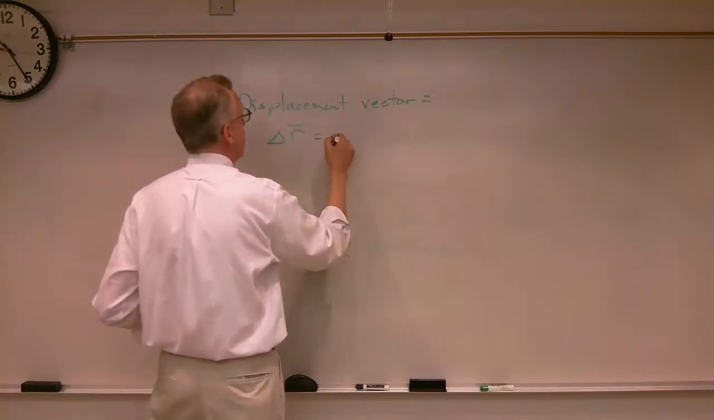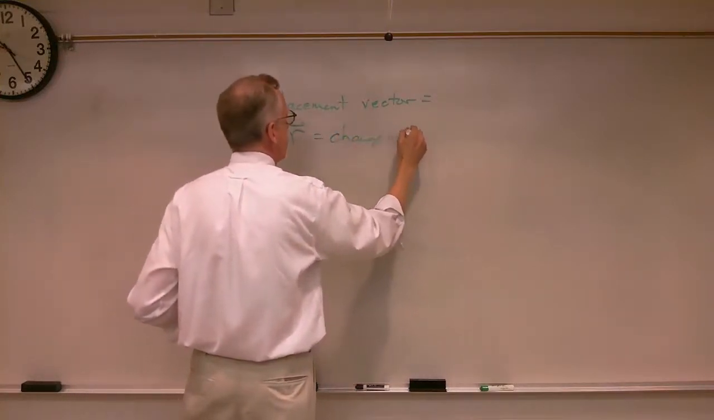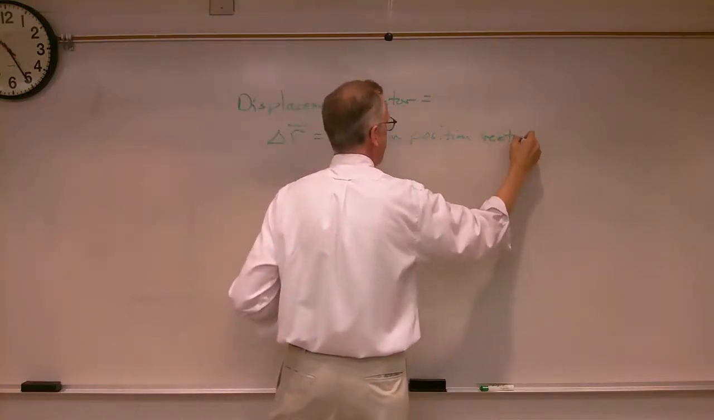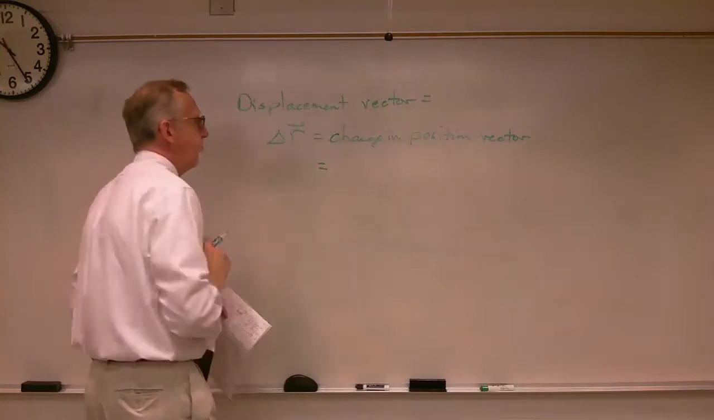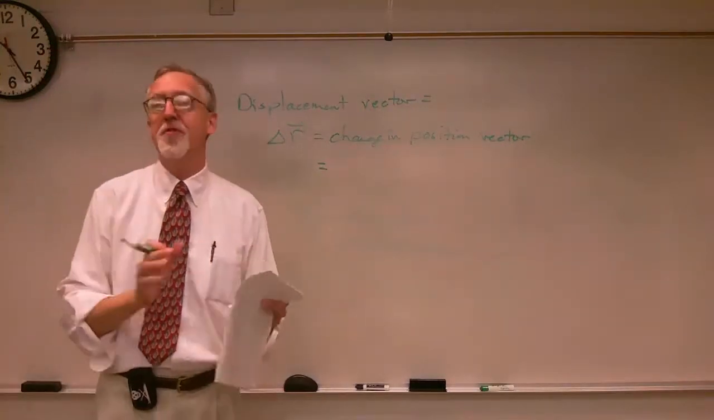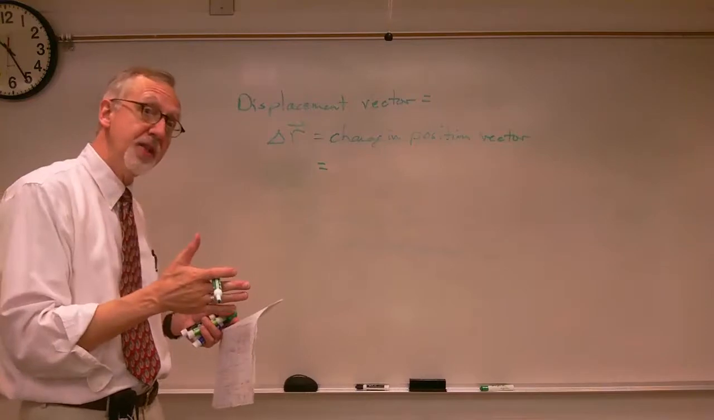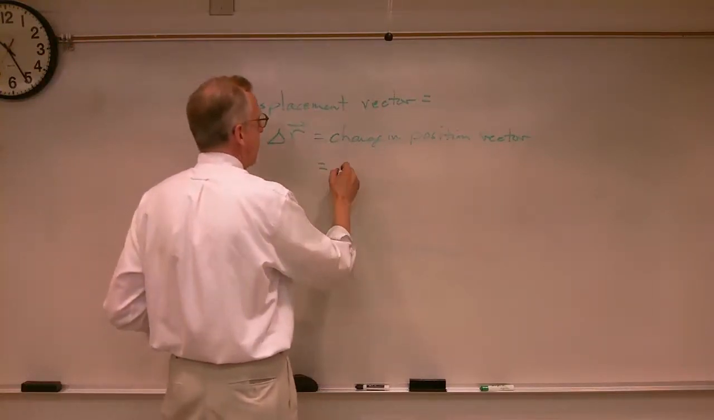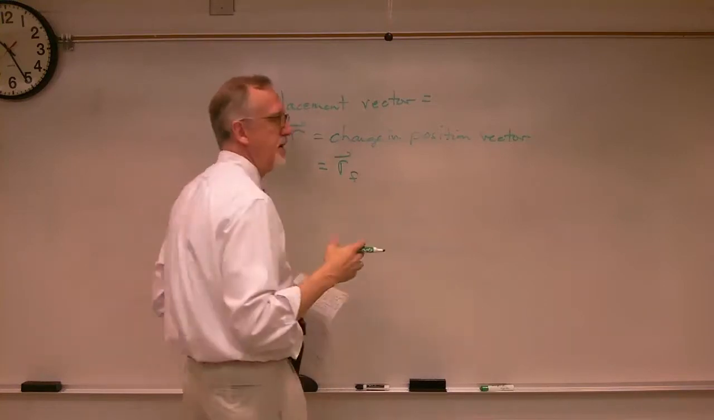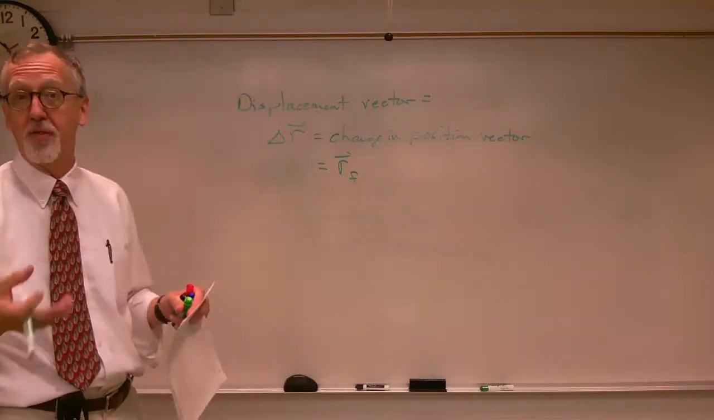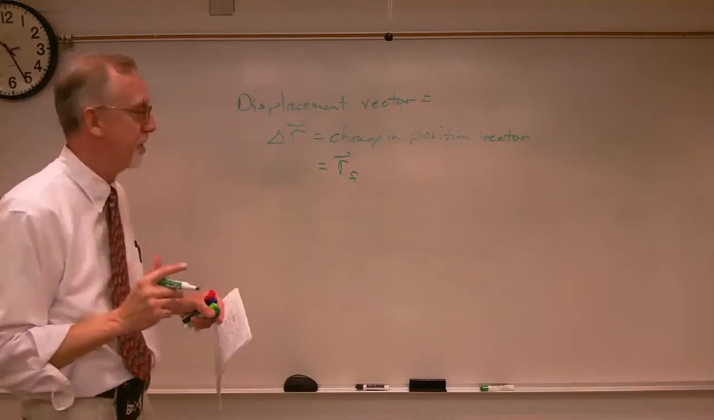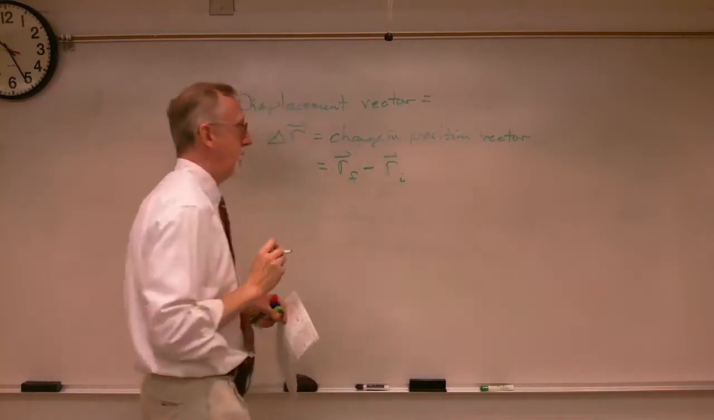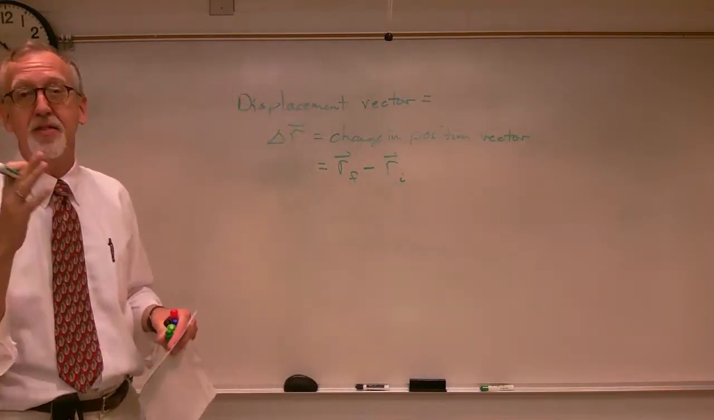So displacement vector, this means the change in position. The change in the position vector. And we will define this using two different vectors. We need to know where the object starts and where it ends up. We might describe these with r final and r initial, say r sub f for r final, r sub i for r initial. And in that case it would be rf minus ri. So the final vector minus the initial vector.